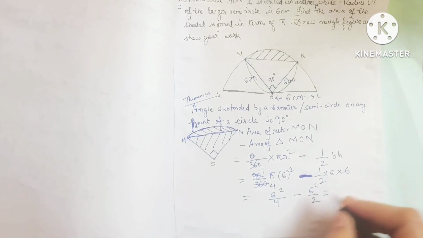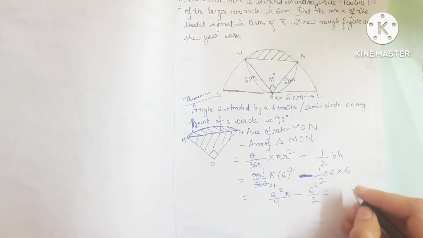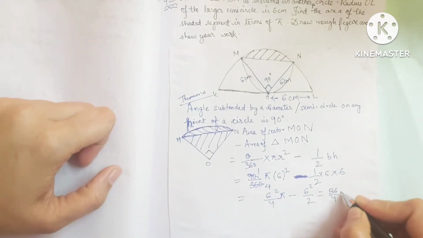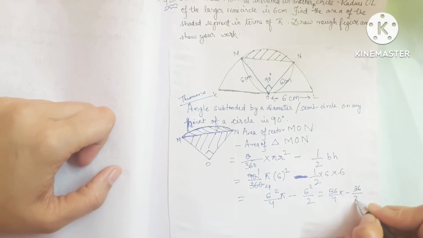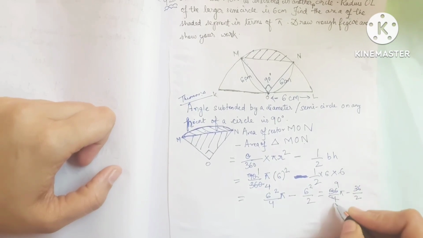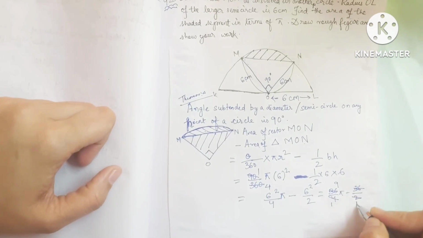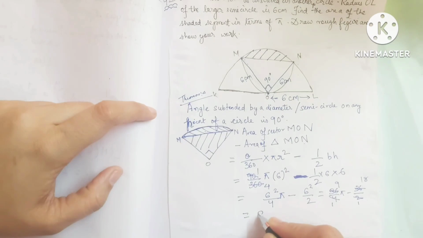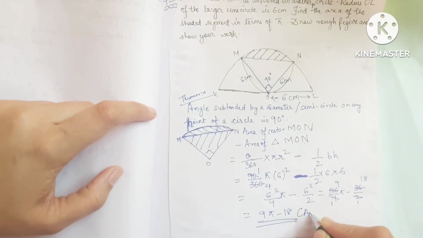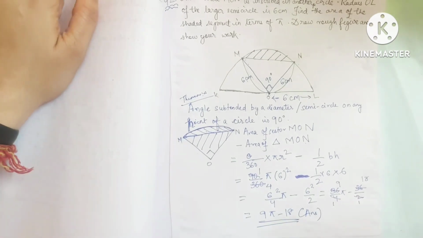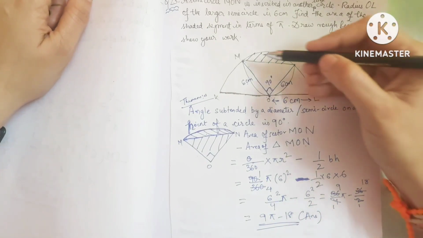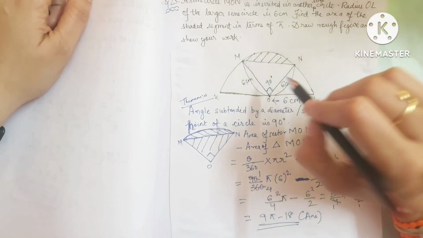So what it will be, यहाँ pi है, so ये हो गया 36 by 4 pi, ये हो गया 36 by 2, 4 ones are 4, 4 nines are 36, 2 ones are 2, 2 18 is equal to 36. So the final value came up to be 9 pi minus 18. In terms of pi, we need to leave the answer. So answer for question number 25 is 9 pi minus 18. This is the area of the shaded segment in the question.